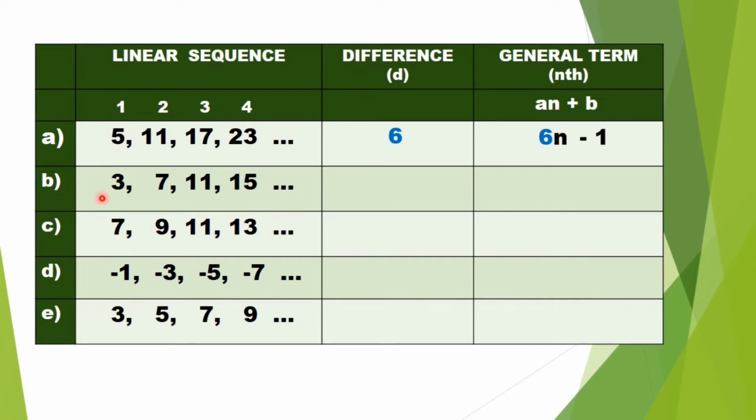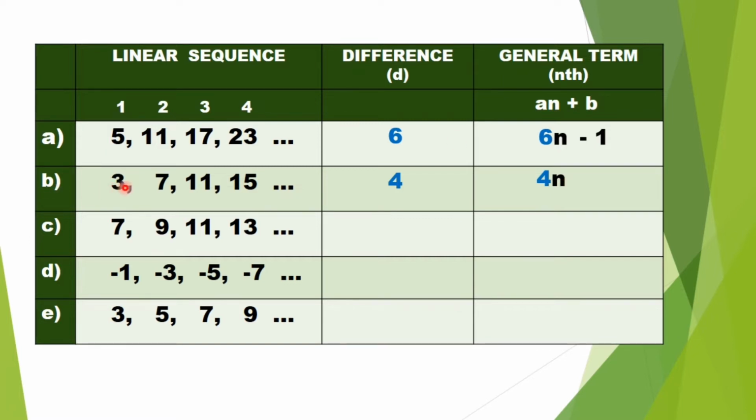Letter B, sequence 3, 7, 11, 15. Find the difference. 7 minus 3 is 4, 11 minus 7 is 4, 15 minus 11 is 4. So their common difference is 4. Substitute to a, we have 4n.